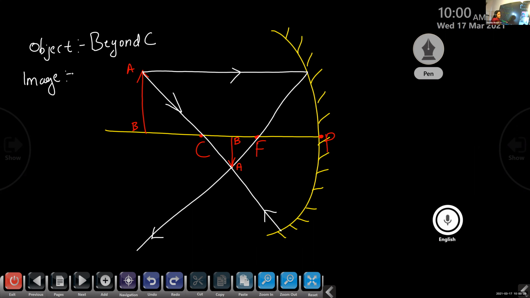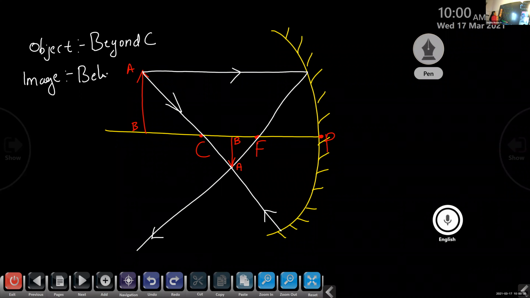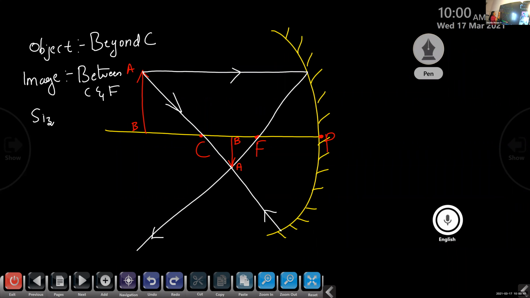Between C and F. Very good. Between C and F. Now, what about its size? You just compare the size of the object and that of the image formed. Is it large or small?